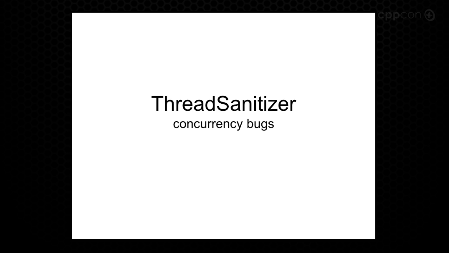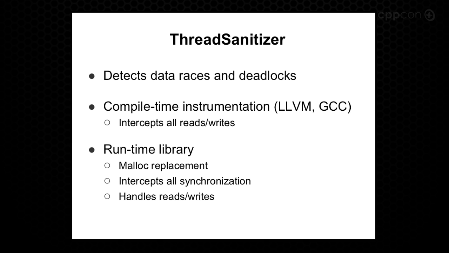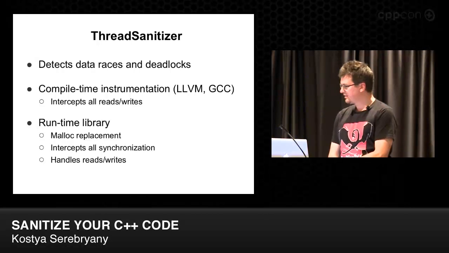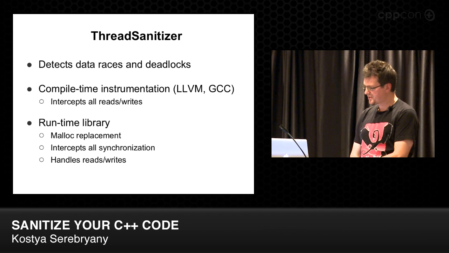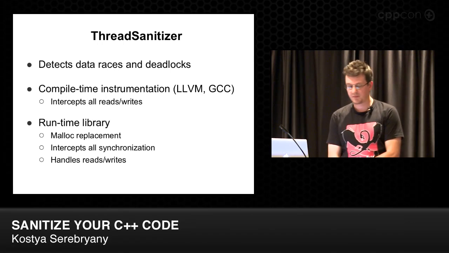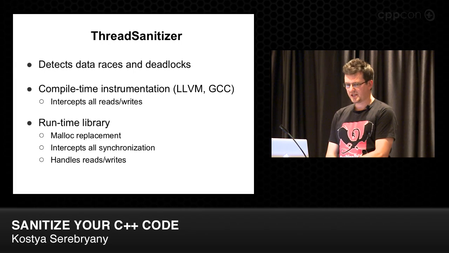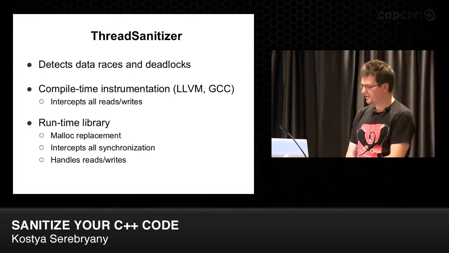Let's move to something more complicated. Concurrency bugs. We have a tool for concurrency bugs. We call it ThreadSanitizer. And it basically detects data races and deadlocks. A couple of less interesting things too. Again, it uses compile time instrumentation. Again, LLVM and GCC, both major compilers, open source. The compiler part handles reads and writes. And the rest of the interesting stuff is going on in the runtime library.